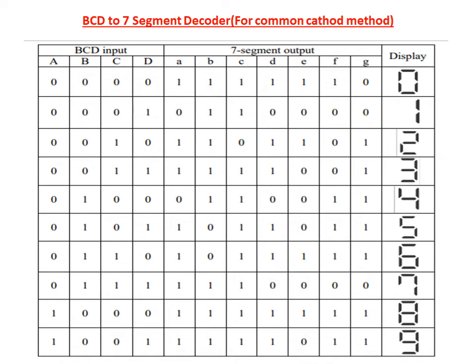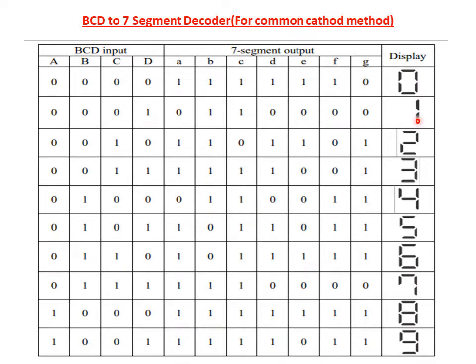This is the truth table for the BCD to 7 segment decoder for the common cathode method. The 10 BCD inputs are 0 to 9. The BCD inputs are considered as A, B, C, D and the 7 segment outputs are A, B, C, D, E, F, G and the display patterns are here. Now for example, to display number 0, all the LEDs glow except G. So for the 0, 0, 0, 0 condition, the display 0 is presented. In this condition only the G LED is 0, and all the remaining LEDs glow.